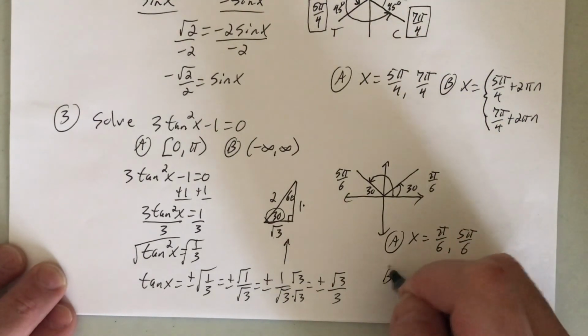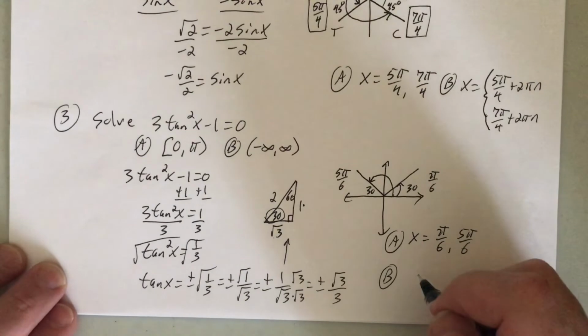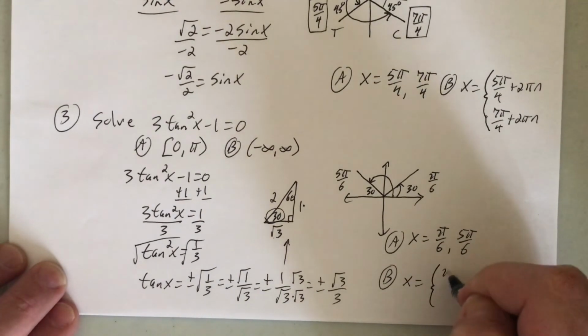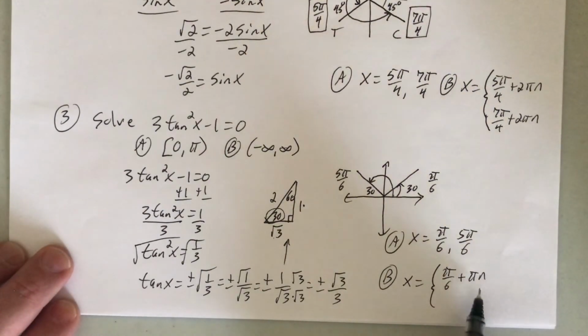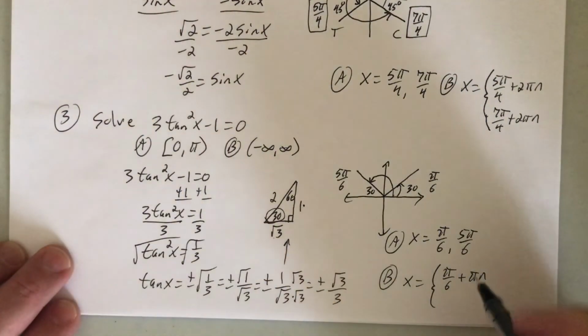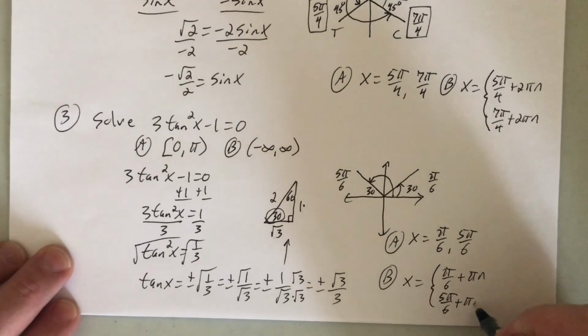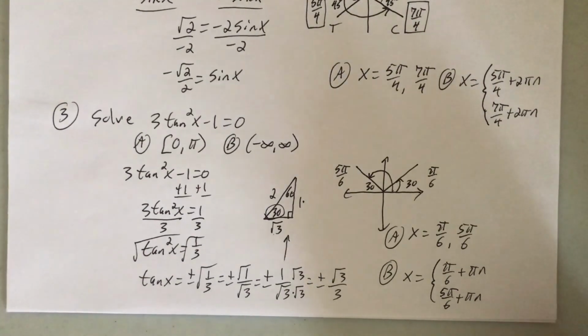For part B, remember that we need to have these two plus the period, you have to add the period plus n. So x is equal to pi over 6 plus pi n, because remember the period of a tangent is pi, and then 5 pi over 6 plus pi n. So that takes care of the first 3 examples.